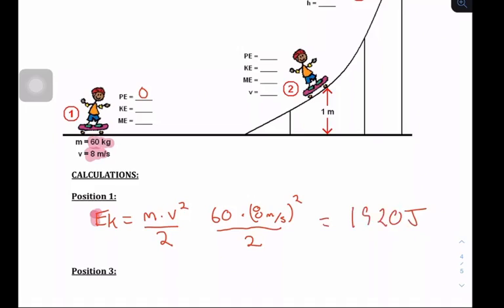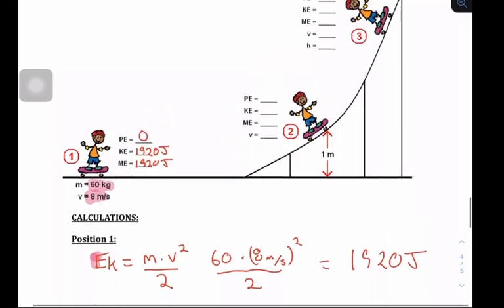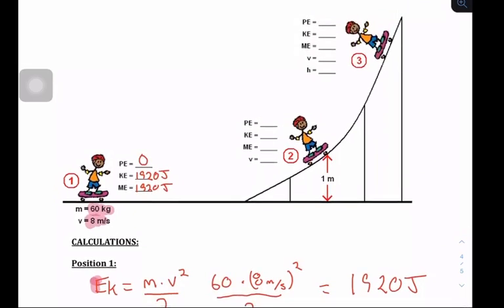So that is our kinetic energy. We can write that in here: 1920 joules. That also happens to be all of the mechanical energy in the system. That's all of it. At that point, that's all the energy. So that ends up being 1920 joules. Because we're not pushing anymore, that also happens to be the mechanical energy for position 2 and position 3.